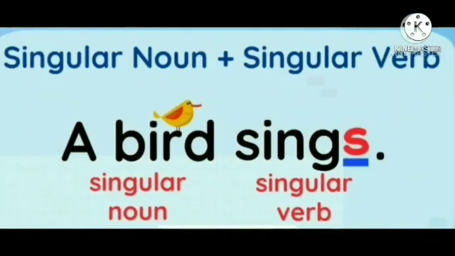To make it clear, let's look at the following examples. A bird sings. Here, a bird is a singular noun. So, we need a singular verb, right? Remember, a singular verb wants a friend, S, at the end. So, we say a bird sings. Okay?